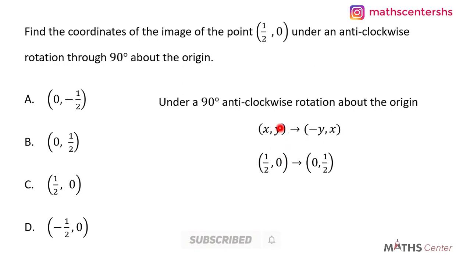So the y coordinate of the point will become the x coordinate of the image, and the x coordinate of the point will become the y coordinate of the image. So (1/2, 0) will give us (0, 1/2). Now you can see that the x coordinate of the image is supposed to be negative, but when we look at what we have here, the x coordinate is 0. 0 is a neutral number, so it is neither negative nor positive, and so negative 0 will still be 0, and that is why the point (1/2, 0) will give us (0, 1/2).